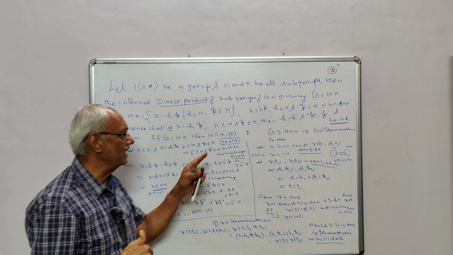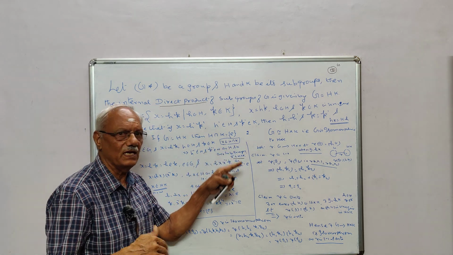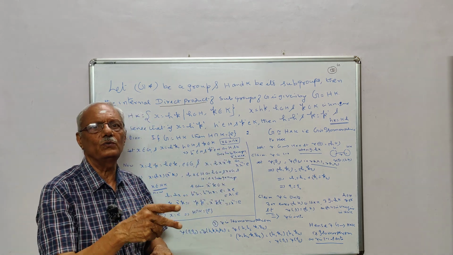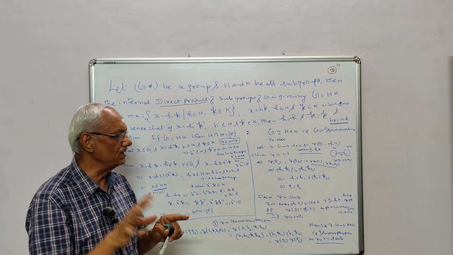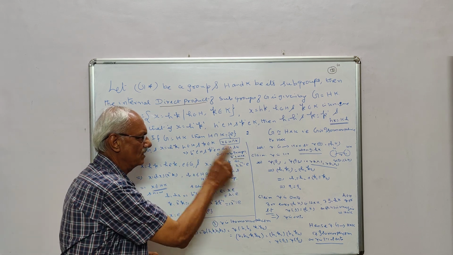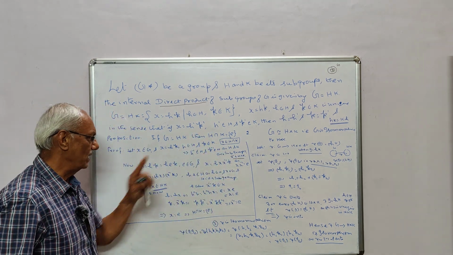And therefore, if x is an element of H intersection K, x inverse will also be an element of H intersection K. So that is what I have understood. This is what I have written.